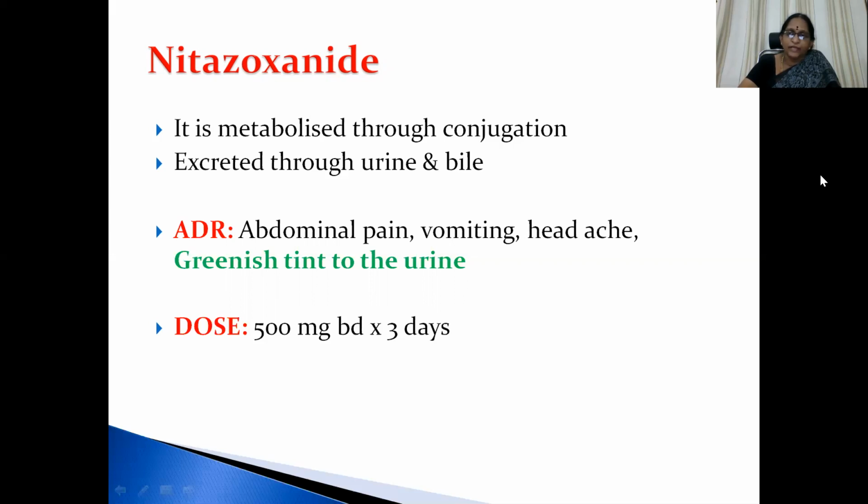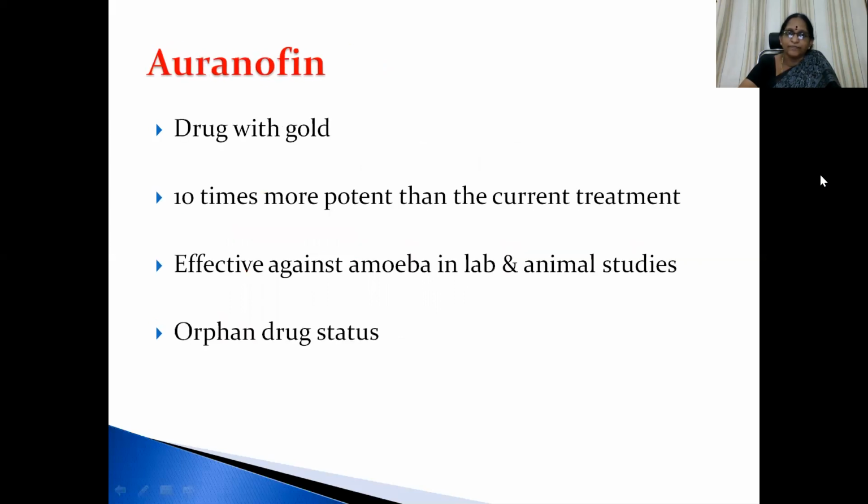So if you recap, what are the other drugs that produce some discoloration in the urine among all the anti-amoebic drugs? You can just try to think about it if you can recap. Then other side effects are abdominal pain, vomiting, and headache. 500 mg BD for 3 days is to be given. Then auranofin, a drug with gold content, 10 times more potent than the current treatment, and effective against amoeba in lab and animal studies, but in human therapy it is doubtful, so it has only orphan drug status.